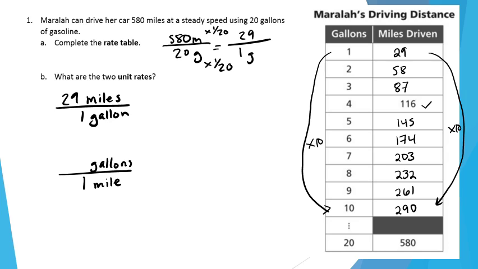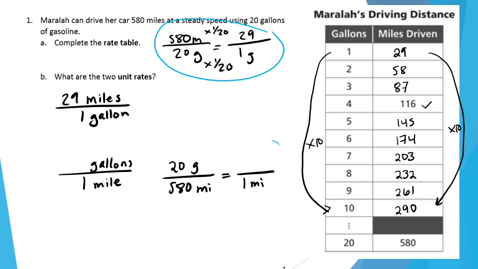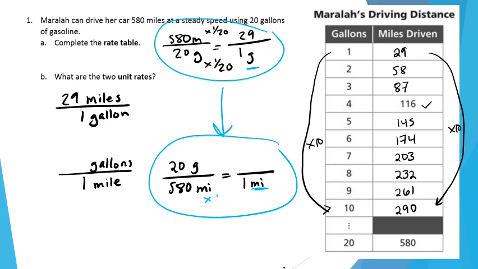So to find that, I'm going to set up 20 gallons over 580 miles equals how many gallons for 1 mile. You'll notice it's the same as this proportion up here, except I've just flipped it over, and now I've put a 1 with miles instead of a 1 with gallons. So now to find this scale factor, it's going to be a little different. This is going to be times 1 over 580 so that I can divide by 580.